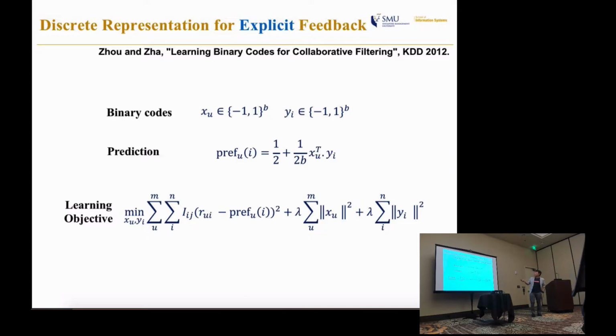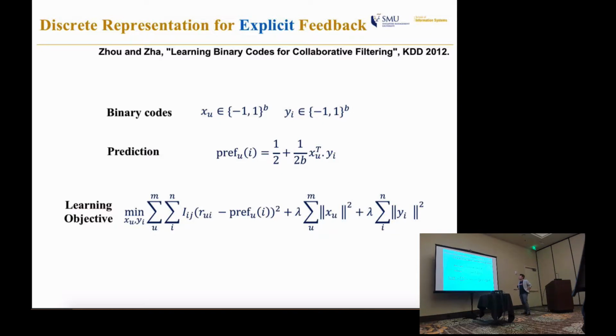Now, once we define this representation, the learning objective, if you look at it, essentially is the same as the original matrix factorization, which is still based on the prediction on the preference. It's just that now the prediction function is a different function than the original one. In fact, it still looks like it has an inner product component, except that the xu and the yi now are not real value vectors, they are binary vectors.